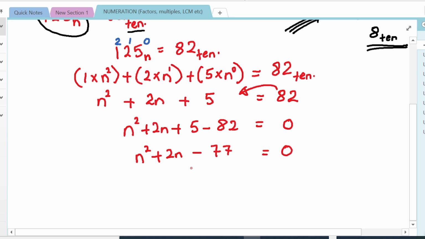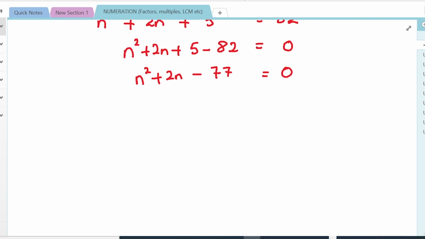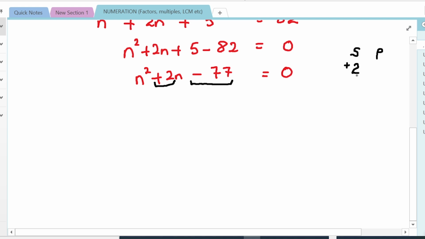Alright, so now we have a quadratic equation here. Then from here, we solve it. Solving these quadratic equations, we're supposed to get two numbers. Two numbers giving us a sum of positive 2, that is, when we add those numbers, they're supposed to give us a sum of positive 2. And when we multiply them, they're supposed to give us a product, or the answer should be negative 77.